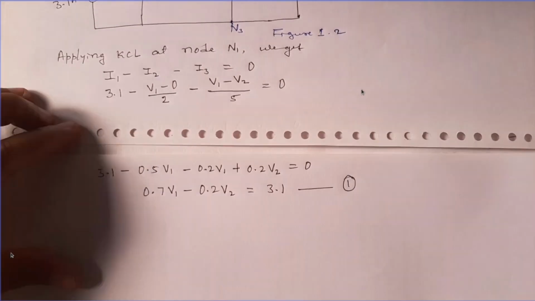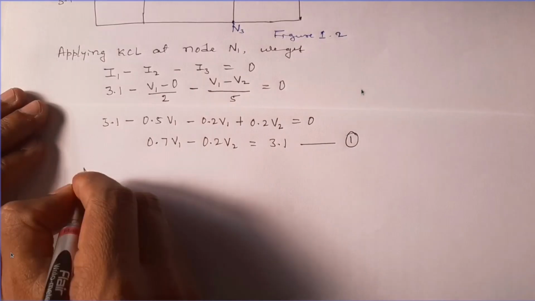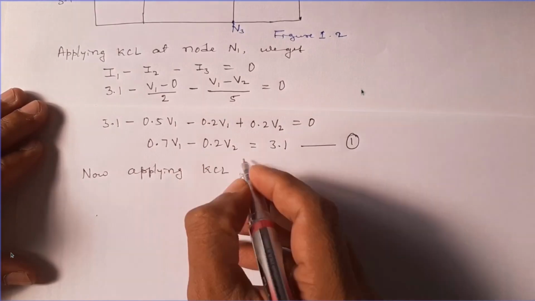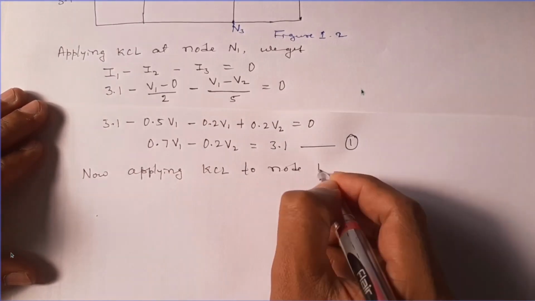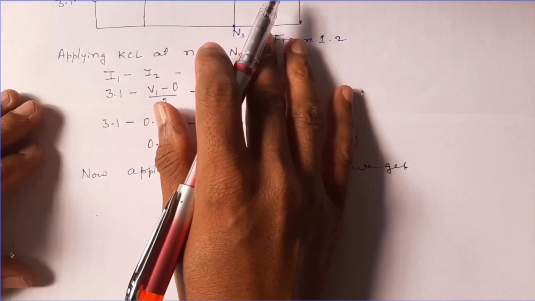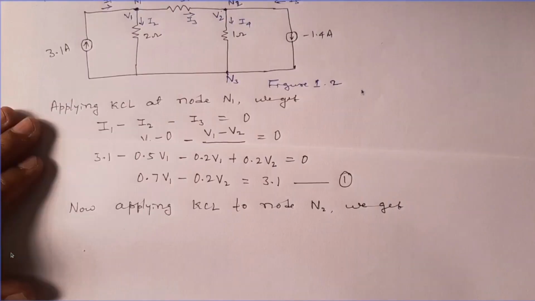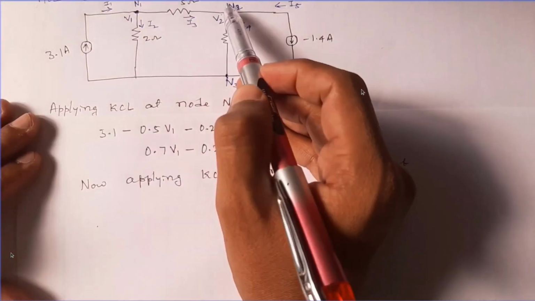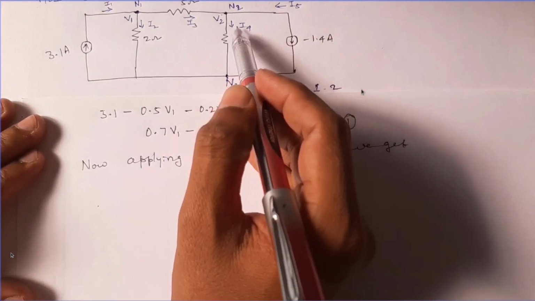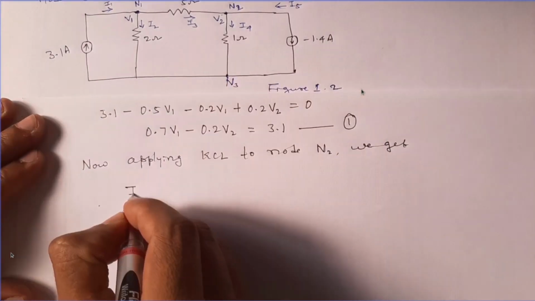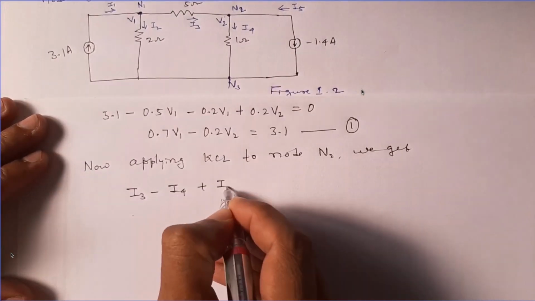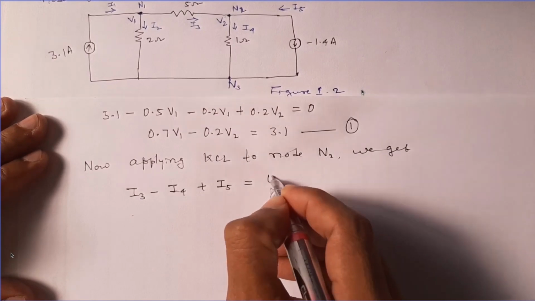Now, dear students, I am going to apply KCL to node N2. So what we get? If you see, this is node N2. If I apply KCL to this node, here I3 is incoming, I5 is incoming, whereas I4 is outgoing. I3 minus I4 plus I5 is equal to 0, right?